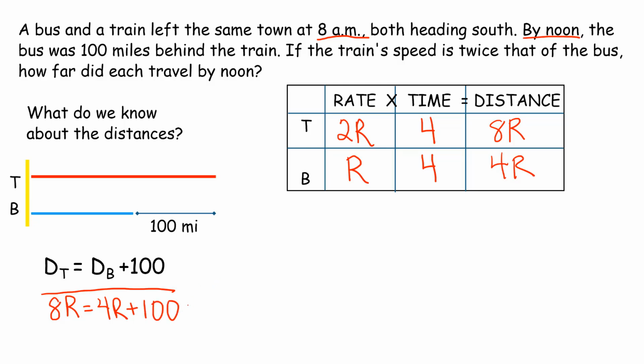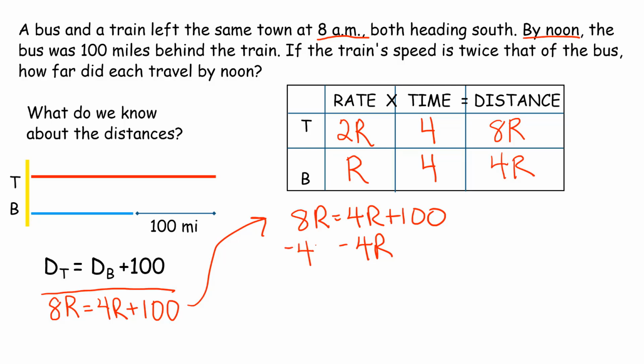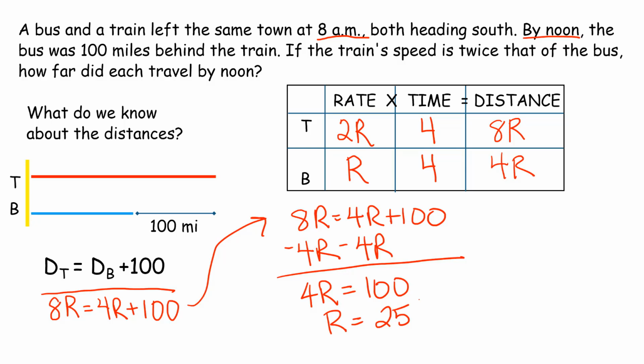And now I'm going to solve that equation for R. So I'll just rewrite it. I will subtract 4R on both sides. And I will have 4R equals 100. So R equals 25. Now, what does R stand for? We can't forget what it means. It means, here we go, right in the box, R is the rate of the bus. So that is miles per hour.